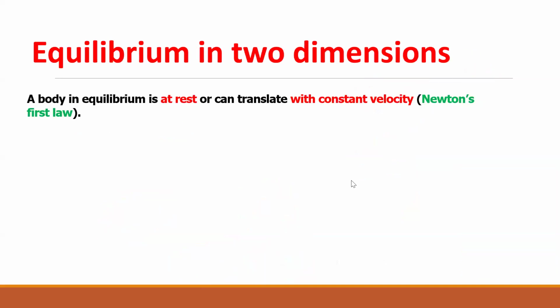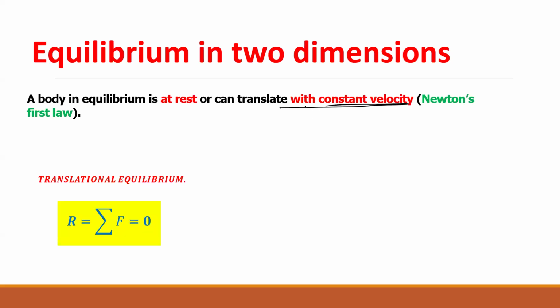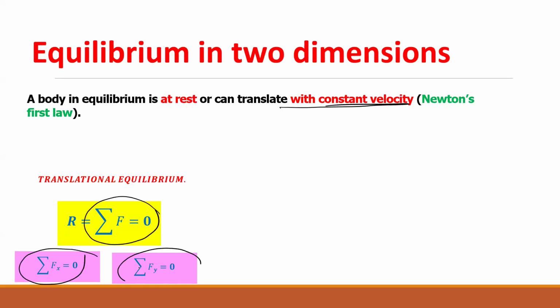I'll move on. So I already discussed this one. Equilibrium means at rest or something moving with a constant velocity. Translational equilibrium means the forces should be equal to 0. As I have mentioned, the sum of the forces should be equal to 0, so the x direction forces and the y direction forces both should be equal to 0.